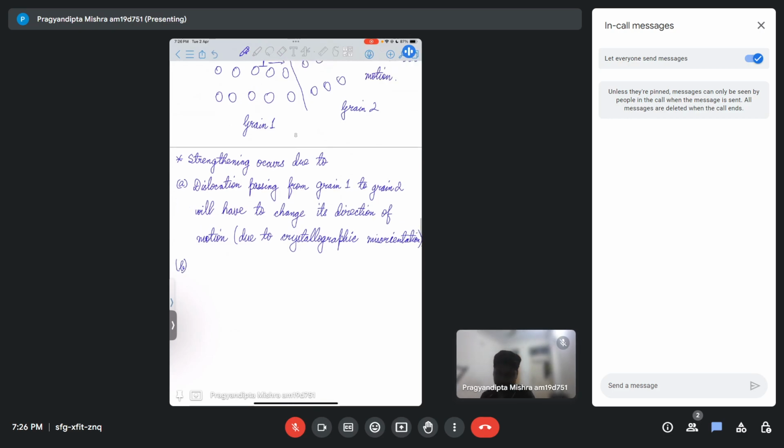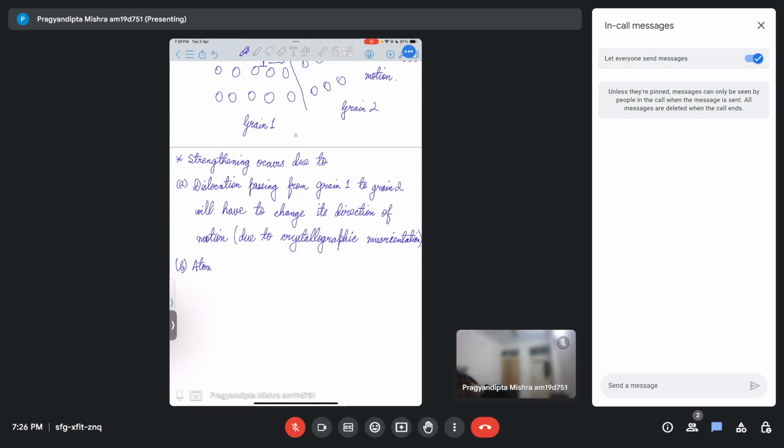Now, the second point due to which strengthening occurs is that some sort of atomic disorder is introduced at the grain boundary, right? Because the grain boundary region is like two different grains at different angles coming and meeting. So there will be some atomic disorder at that region. There is also some discontinuity in the slip plane from one grain to another, which leads to hindrance for dislocation motion. Okay.